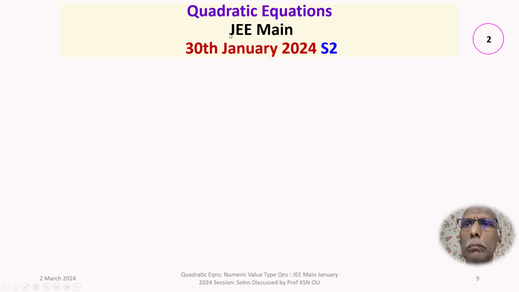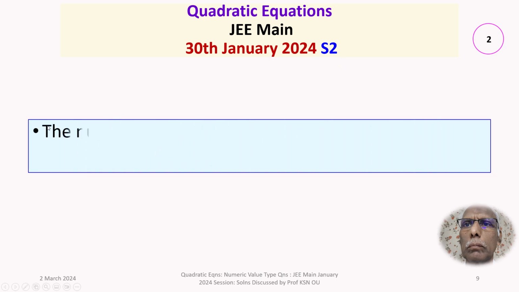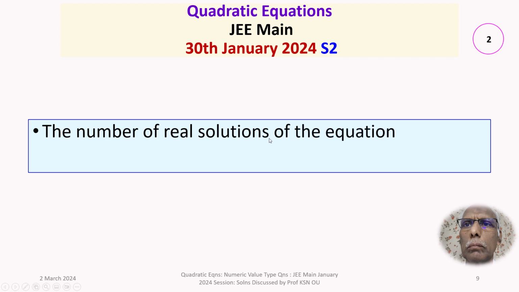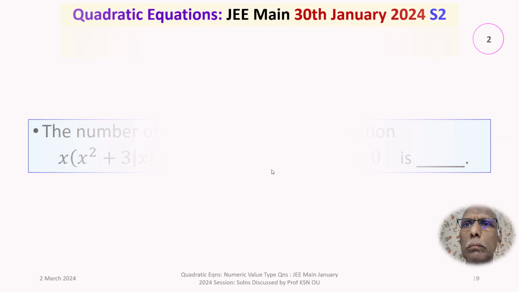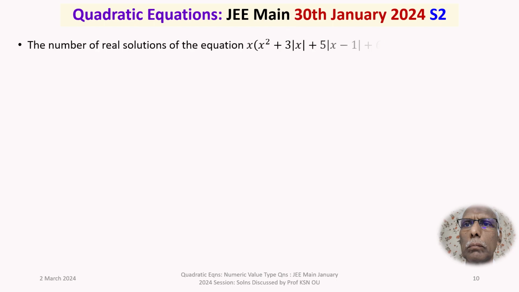This question has appeared in the Joint Entrance Exam Main held on 30th January 2024 in the second shift. The given question is: the number of real solutions of the equation x times (x square plus 3 times mod x plus 5 times mod of (x minus 1) plus 6 times mod of (x minus 2)) is equal to 0 is. We have to count the number of real solutions of this equation. Let's now discuss the solution of the problem in detail.